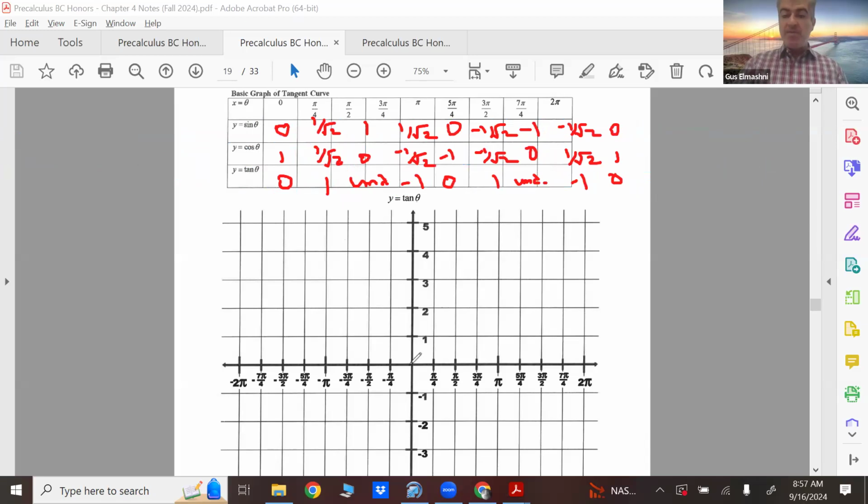At 0, you have 0. We know this, right? At pi over 4, you have 1. At pi over 2, you have undefined. How am I gonna show that graphically when something's undefined? What do you guys think? Vertical asymptote. We'll explore that in a little more detail in just a moment.